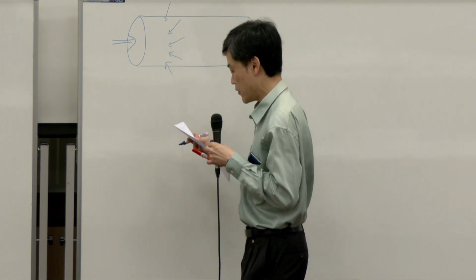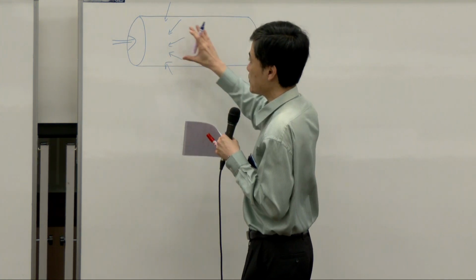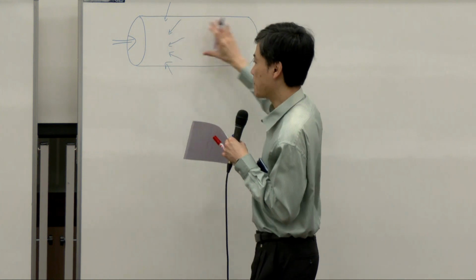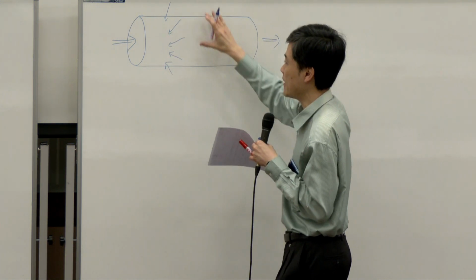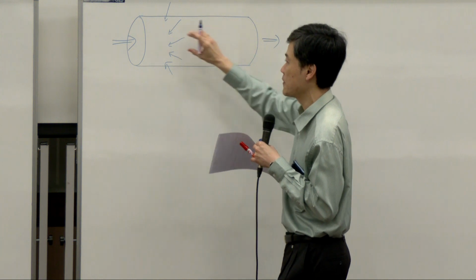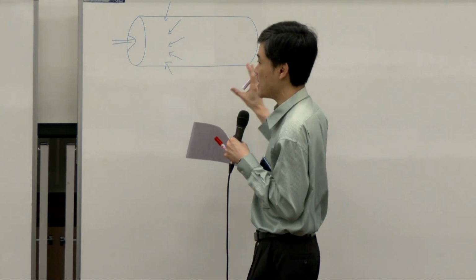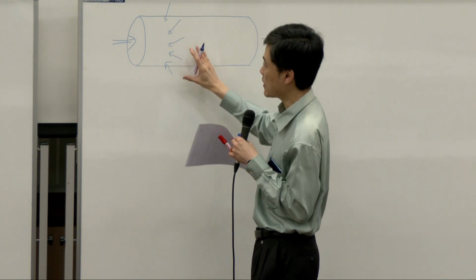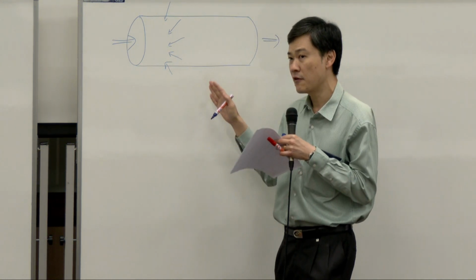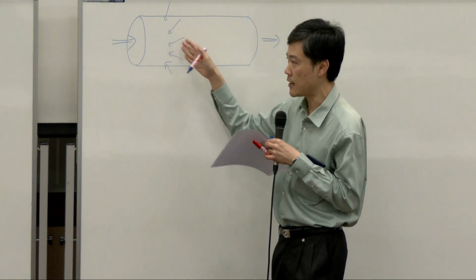So in this case, if we want to calculate heat transfer within the pipe, let's say in this setup, I have fluid or liquid flowing in the pipe, and there is some means to heat the fluid from outside. That means I have heat transfer from outside into the fluid inside the pipe.